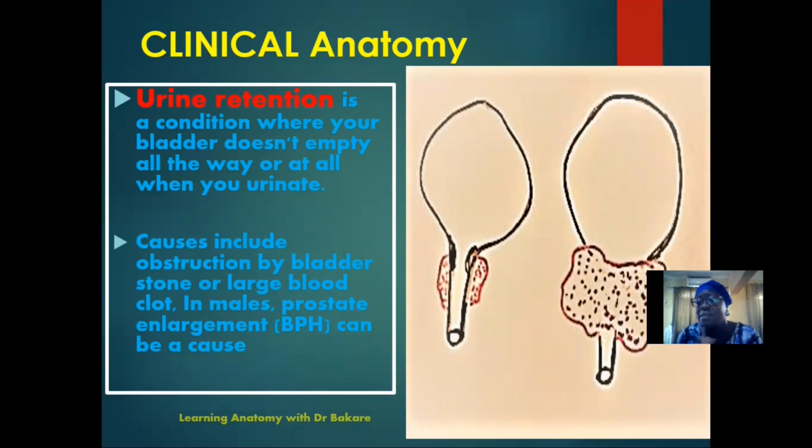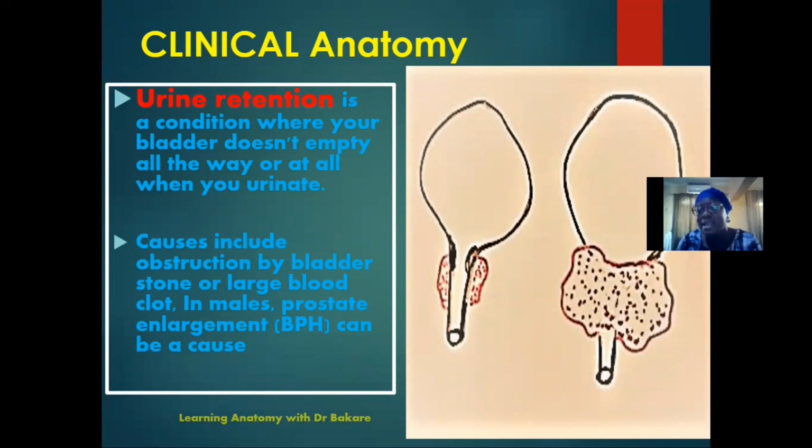Also in males, specifically, prostate enlargement can cause this condition. This occurs as a result of enlargement of the prostate gland. We know that the prostate gland is located distal to the neck of the urinary bladder. When it becomes enlarged, it puts pressure around the lumen, thereby constricting the space around the prostatic urethra. This can lead to urine retention.